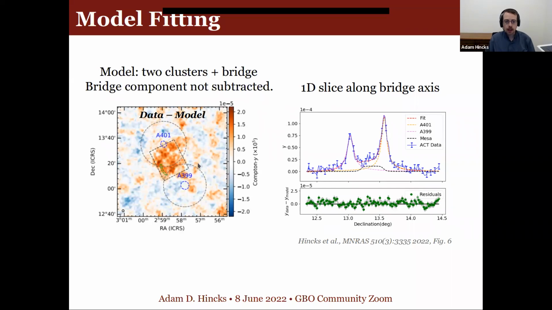So here's what it looks like now, where it's the same model, but where we haven't subtracted the bridge component of the model. So this shows the residuals. So we've taken away the 2 clusters from the data, just leaving the component affiliated with this bridge region. So you can see it here. And remember, the SZ signal is the integrated pressure.